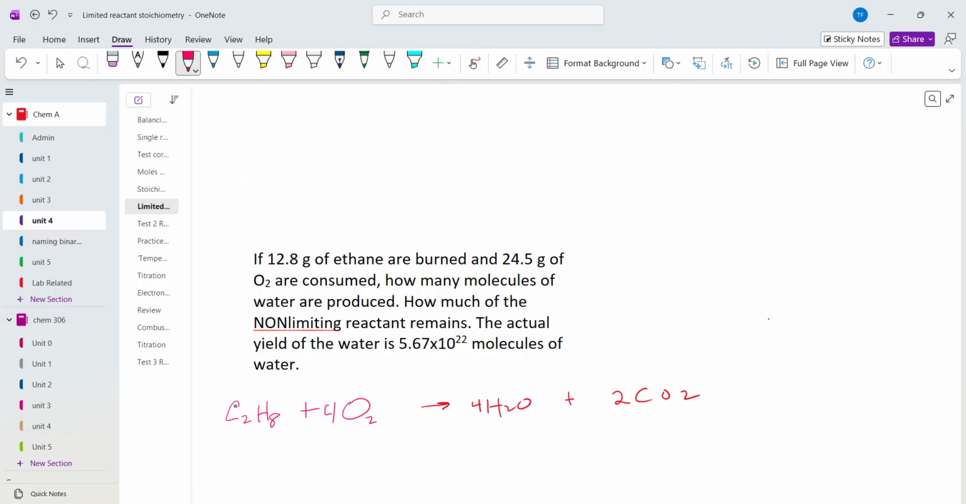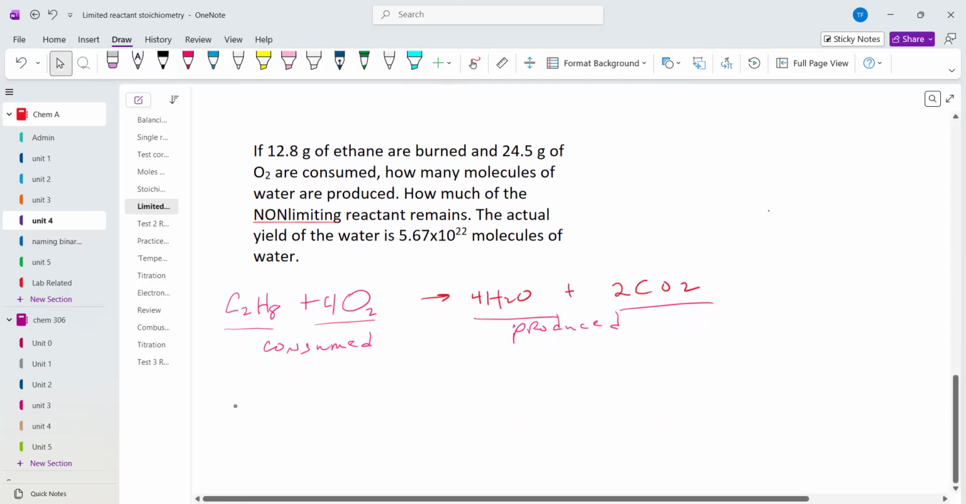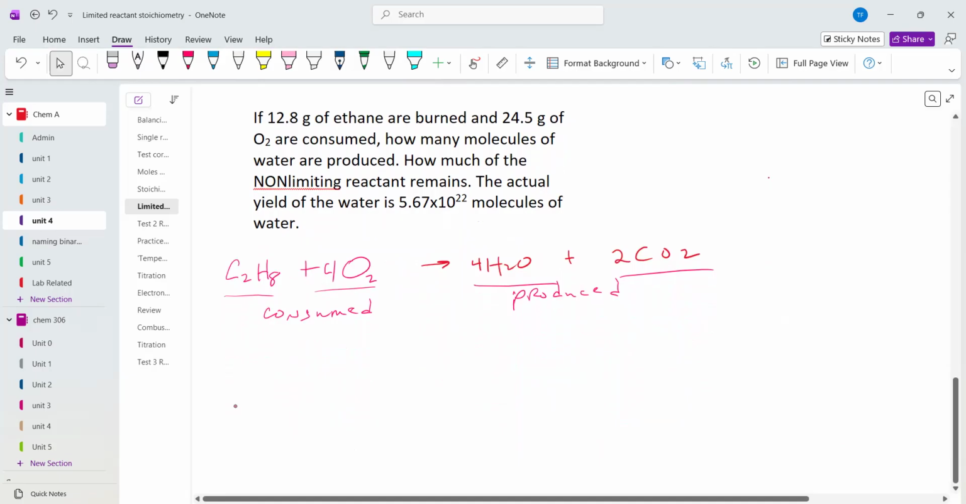Now, just real quick, these are being consumed, these are produced. So whenever you hear something being consumed, it's on the left side of the equation. Something is being produced, it's on the right side. Okay, so we're going to basically do the same set of calculations.